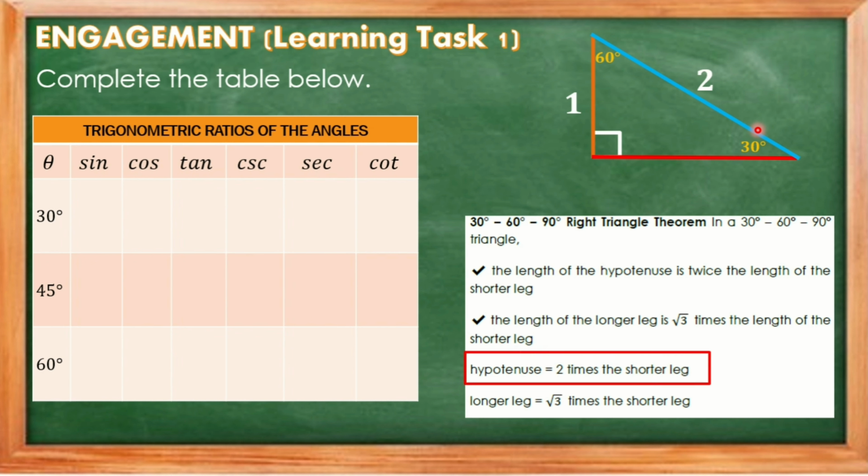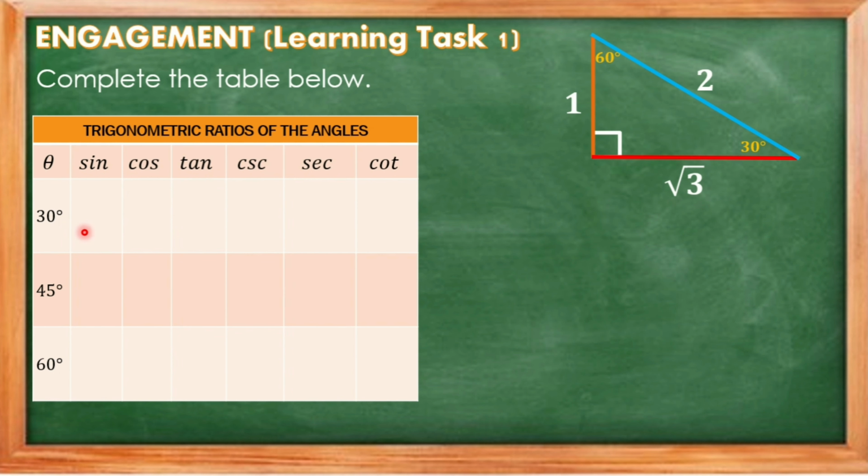Bakit? So kasi, ang sabi dito sa theorem niya, hypotenuse is equals to 2 times the shorter leg. So since ang shorter leg natin ay 1, so doble daw dito ay yun ang sukat ng hypotenuse. Tapos, ang longer leg naman niya is equal to the square root of 3. Because according to its theorem, longer leg is equals to the square root of 3 times the shorter leg. So, since the shorter leg natin is 1, so 1 times the square root of 3, so constant yun. Yun daw ang sukat ng longer leg ng 30, 60, 90 degrees right triangle.